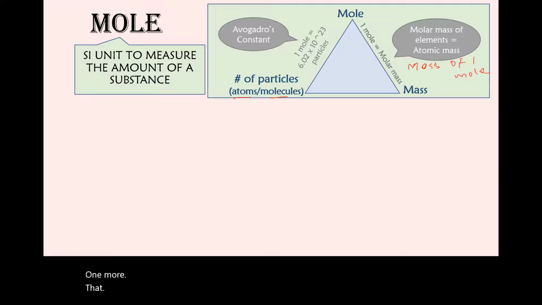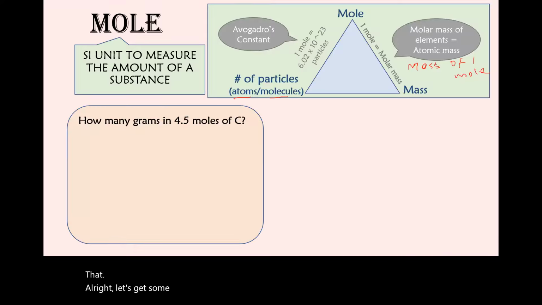All right, so let's look at some questions. If I ask you how many grams do we have in 4.5 moles of carbon? We're going to use dimensional analysis for the mole problems. So the first thing that you're going to do is determine your conversion factor. In this question, we are going from moles to grams. Remember, grams means mass. So going from moles to grams, the conversion factor that we want to use is the molar mass.